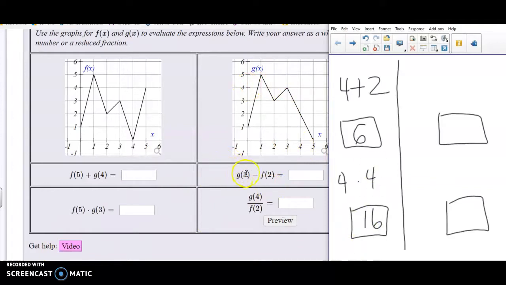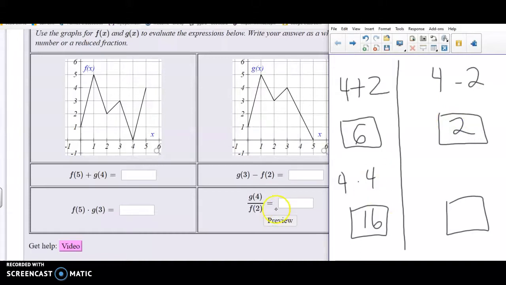Now, on the top right, you're going to get g of 3 minus f of 2. Well, g of 3, go over to x equals 3. g of 3 is equal to 4 minus f of 2. I'm doing this problem right here. f of 2, you go to 2, and you get 2 for y also. So it's going to be 4 minus 2, which is 2.